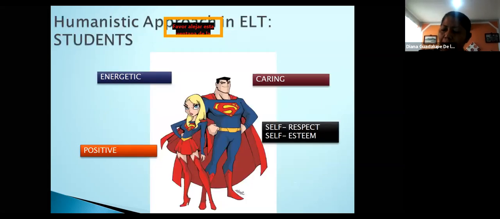Okay, what is the main purpose of humanistic activities? In general, under this approach, it is for students to feel energetic from the beginning of a class, for students to feel positive, to have a positive feeling towards the class, for students to care about others, and for students to have self-respect and self-esteem.